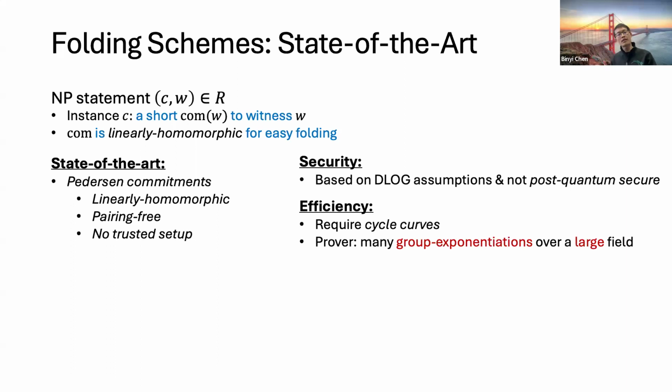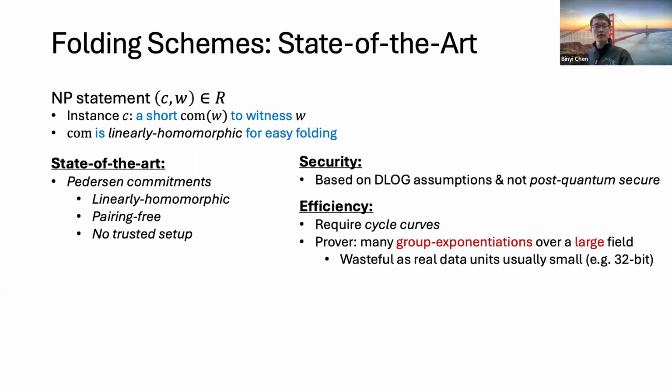And then second, because of the use of commitments, the prover has to perform a lot of elliptic curve scalar multiplications over a very large field, because this field should be cryptographically secure, usually a 256-bit field. So first, this is very expensive. And second, it's also kind of wasteful, because in the real world, usually the data units are very small integers, like 32-bit integers, rather than 256-bit scalars.